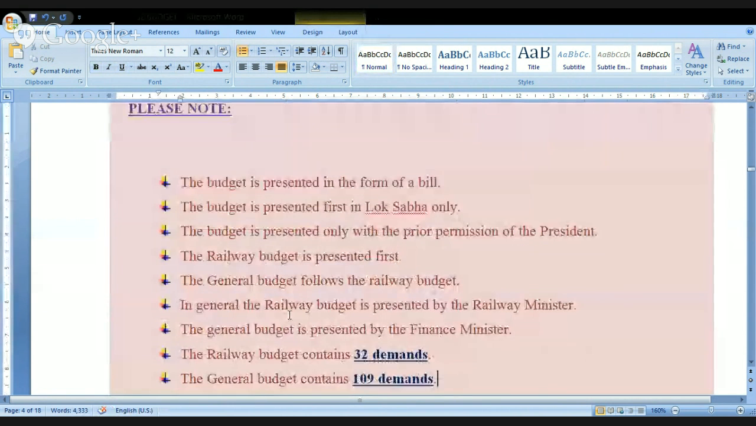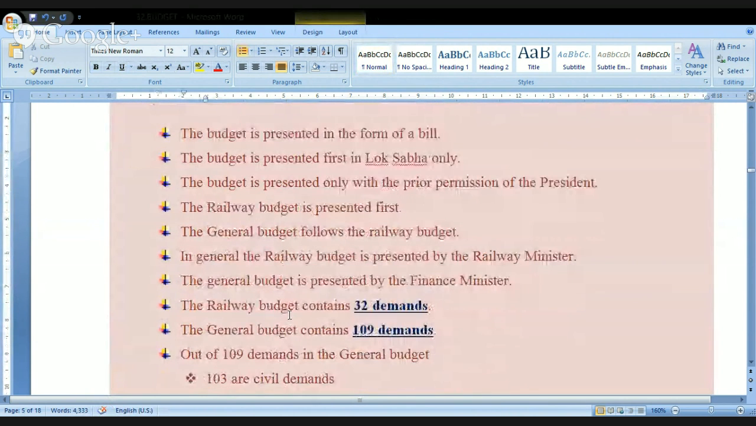Look at this. Please note simple points, very simple points. All the points I have discussed with you in the previous class itself. The budget is presented in the form of a bill. The budget is presented first in the Lok Sabha only. The budget is presented only with the prior permission of the president. Railway budget is presented first, and the general budget follows the railways budget. In general, the railway budget is presented by the railway minister, and the general budget is presented by the finance minister. So these are the two important areas here.